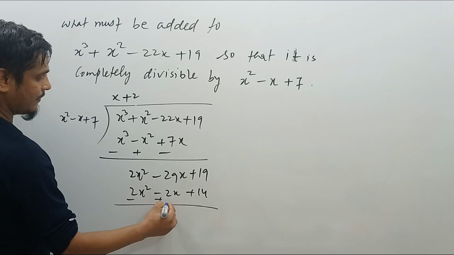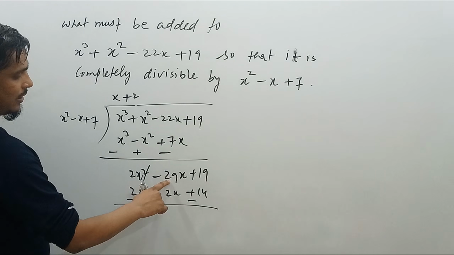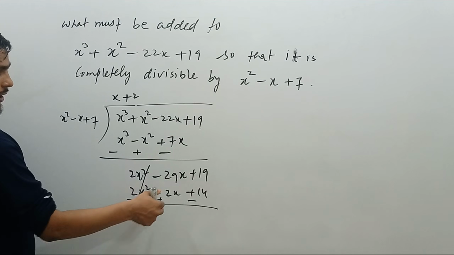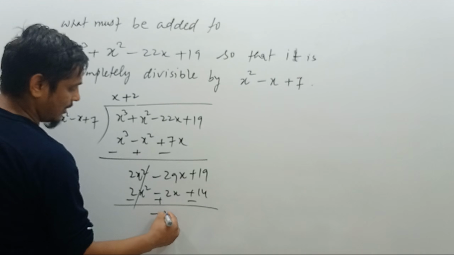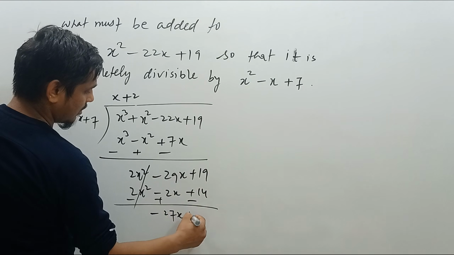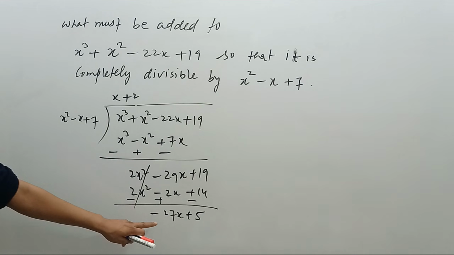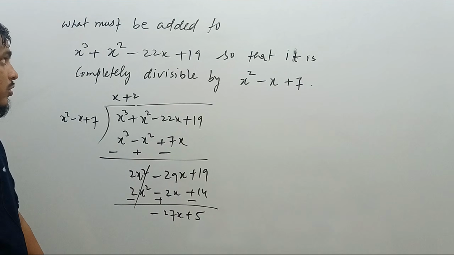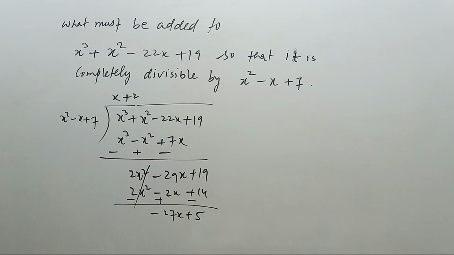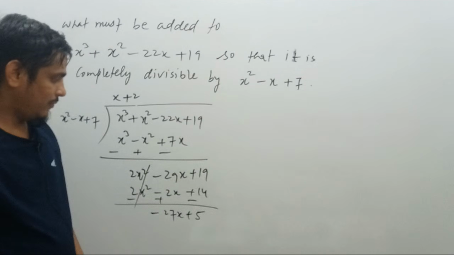So change the sign, we'll get this got cancelled, so 29 minus 2. So negative 29 plus 2 is what? Negative 27x, and over here 19 minus 14 is plus 5. So we are getting the remainder as this one. So if we are having something like just negative of this thing in the dividend, then this might not come.